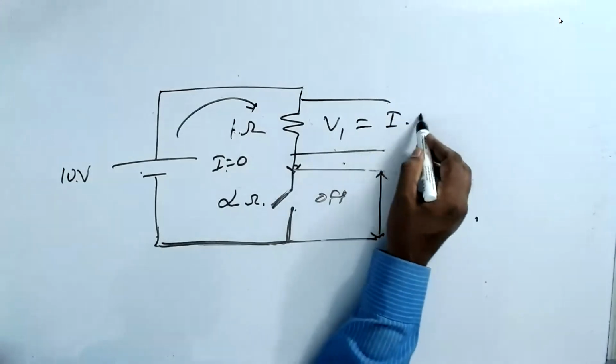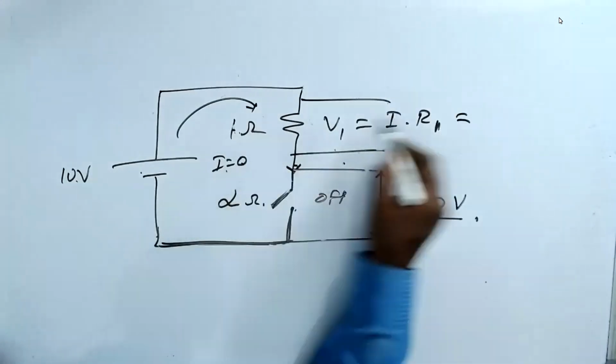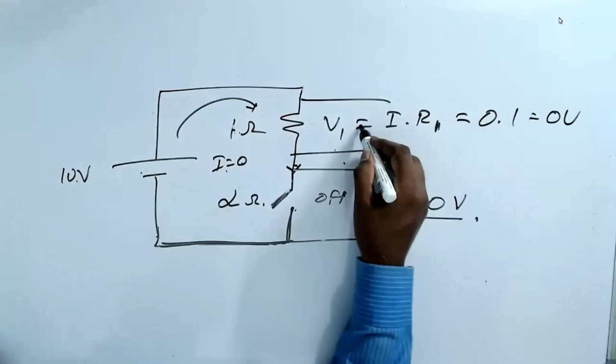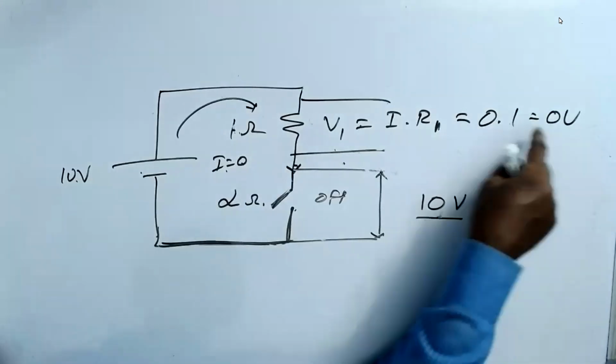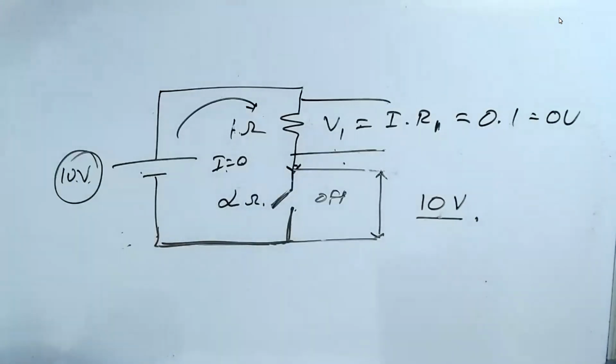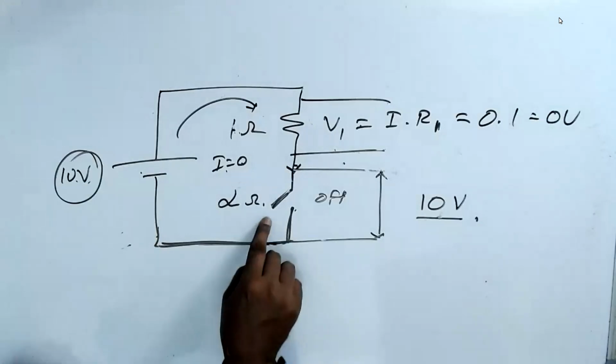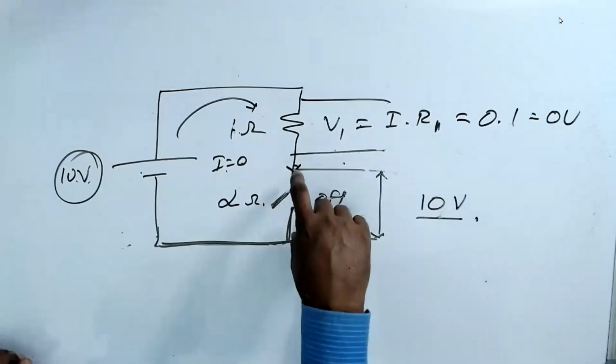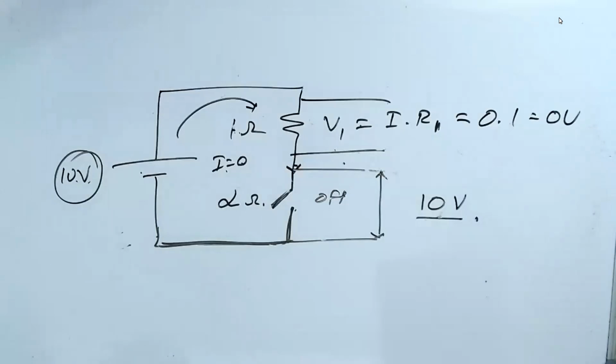V1 is equal to I into R1. I is 0, so 0 into 1 is equal to 0 volt. So this is 0 volt, and this is 10 volt. 10 volt plus 0 is 10 volt. If you don't understand, let me know. This is the most important point you need to understand. This is the basics of your entire digital electronics. I have a switch. If the switch is off, then I get 10 volt across the switch. I don't use any common sense or assume anything. I put it using the actual equation.